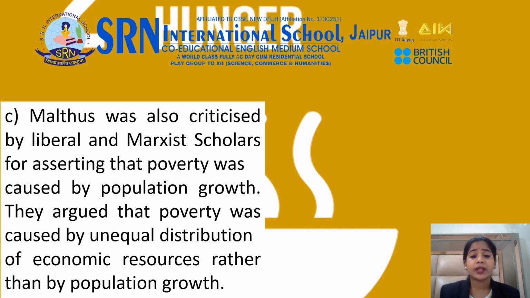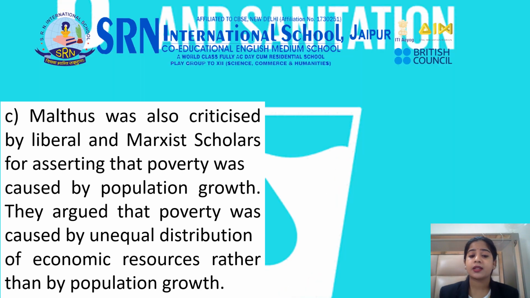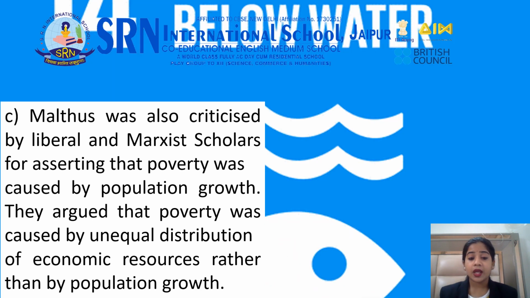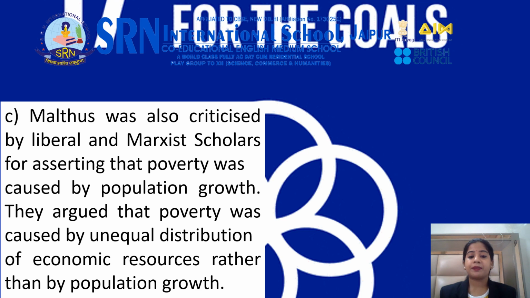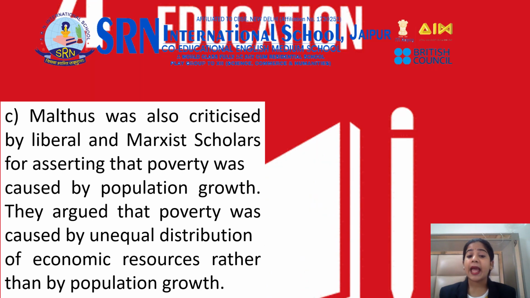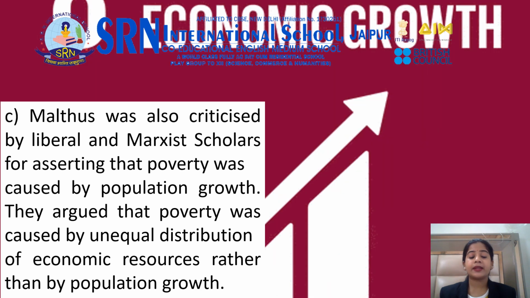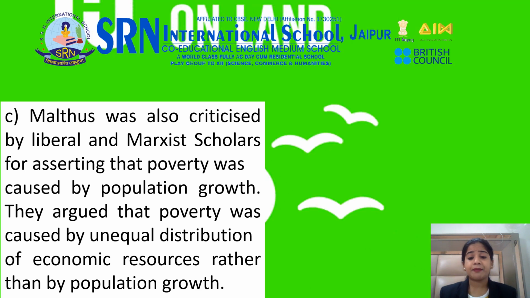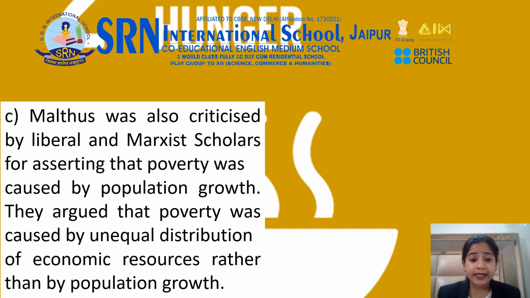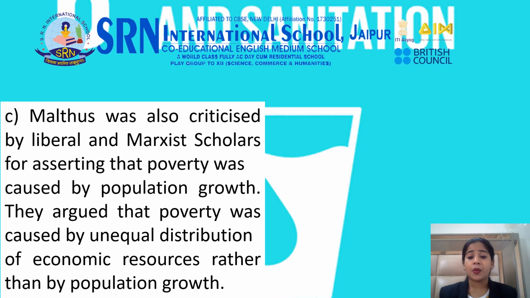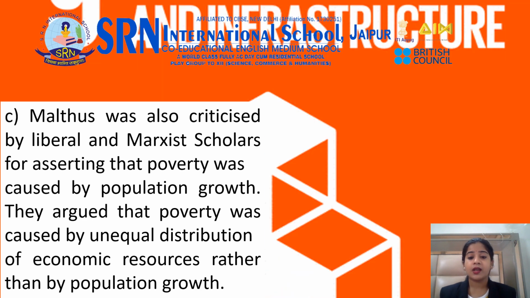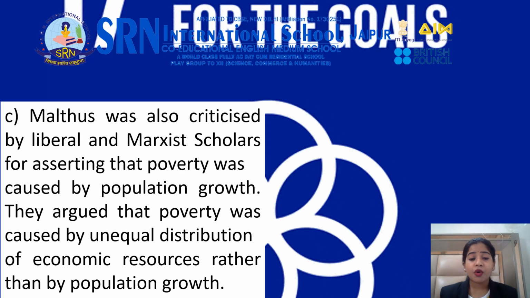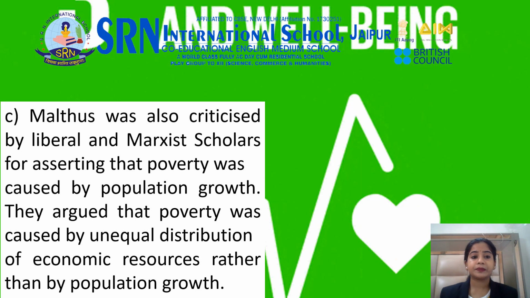Malthus was also criticized by liberal and Marxist scholars for asserting that poverty was caused by population growth. The critics argued that problems like poverty and starvation were caused by the unequal distribution of economic resources rather than by population growth. An unjust social system allowed a wealthy and privileged minority to live in luxury while the vast majority of the people were forced to live in poverty, my dear students.